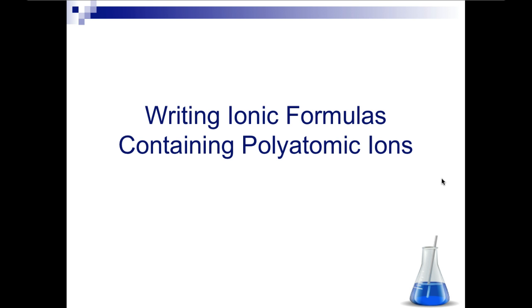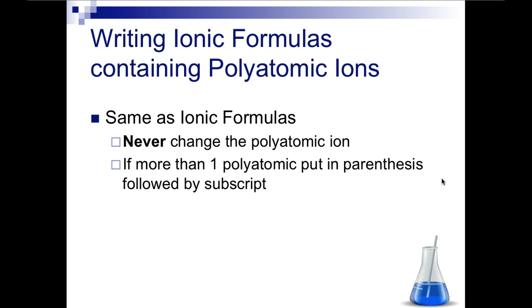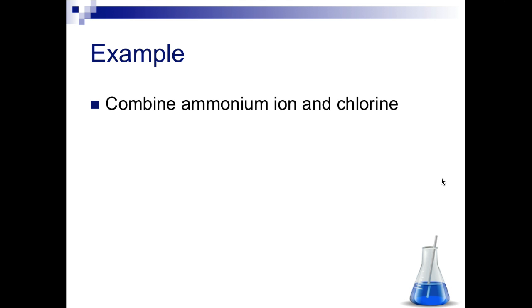So what if you have to write ionic formulas containing polyatomic ions? Remember, those polyatomic ions are the ones that have both ionic and covalent bonds within them. So you're going to do the same thing as the ionic formulas. Never change the polyatomic ion. If there's more than one polyatomic ion, put it in parentheses followed by the subscript. So we're going to combine the ammonium ion with chlorine. The ammonium ion looks like this, NH4 plus 1.